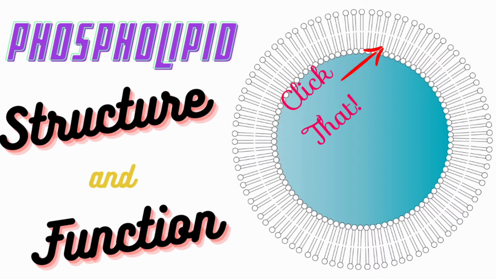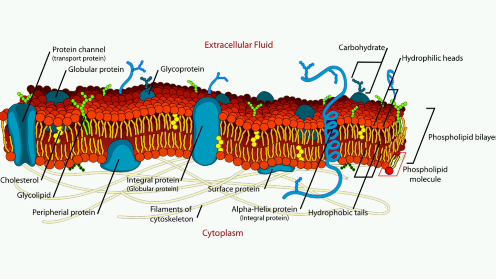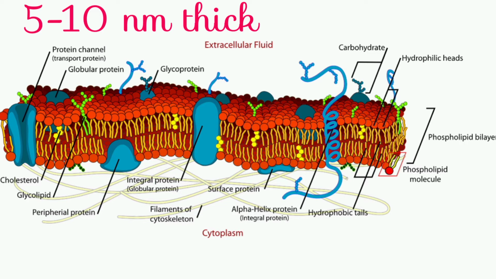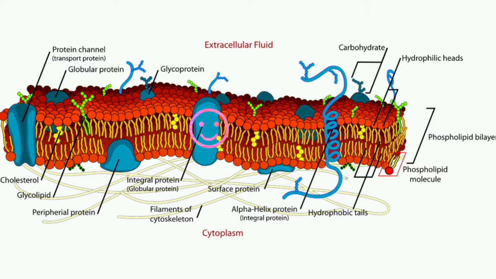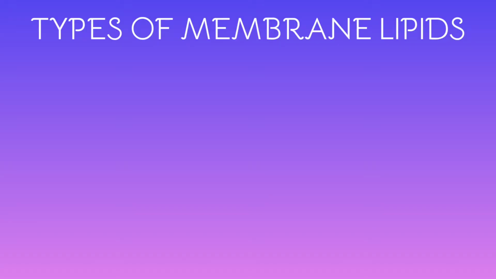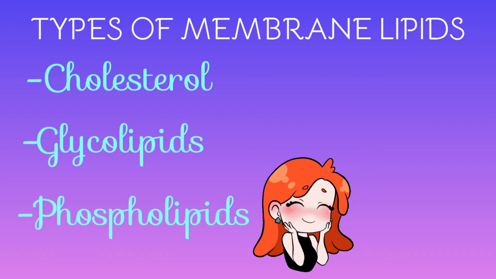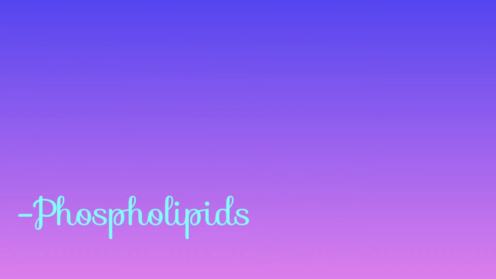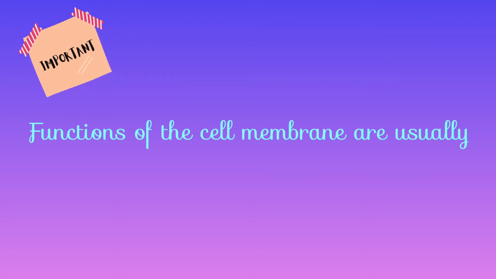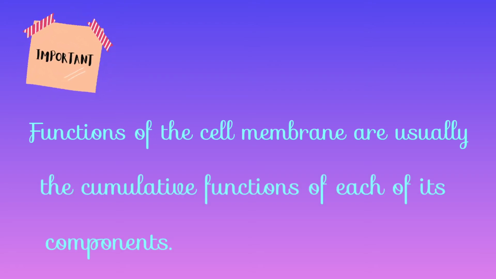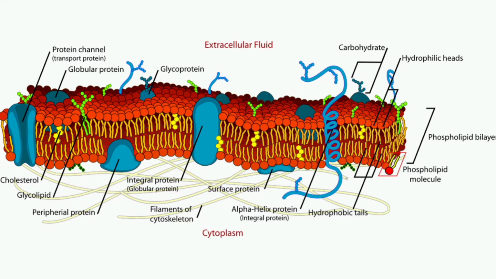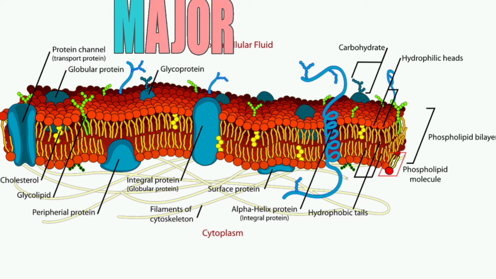A typical cell membrane is about 5 to 10 nanometers thick, and it is made up of lipids, proteins, and carbohydrates. They're usually in different proportions depending on the kind of cell we're looking at. Also, there are three major types of membrane lipids, and they are cholesterol, glycolipids, and of course, yours truly, the phospholipids. A quick note though, the functions of the cell membrane are usually the cumulative functions of each of its components.